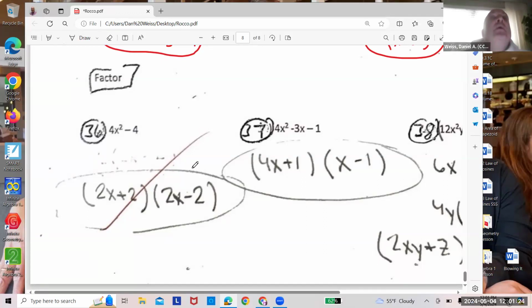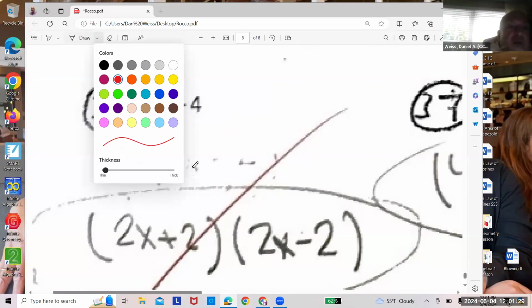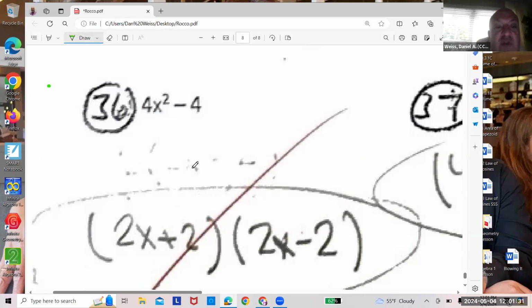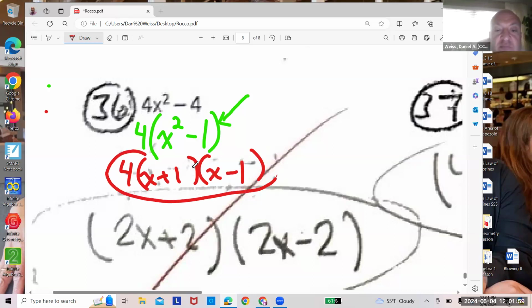Okay. So when you factor, the first thing you have to do is see if something's common to both. Okay? There's a 4 common to both. You pull that out. So it's 4 times x squared minus 1. Okay? Now you factor this guy. And when you factor this x squared minus 1, your final answer is going to be 4 times x plus 1, x minus 1. That's your answer.